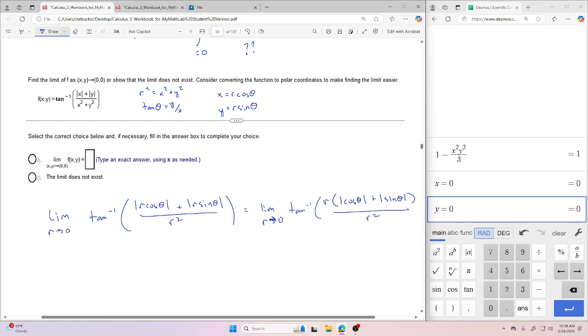Because I did that though, what can I do with my r's? One of them, not both? Darn. And that's now a new problem for us, isn't it?